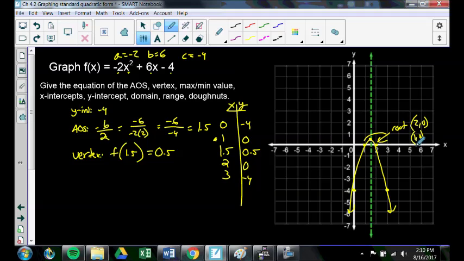This has a maximum value because it's pointing down. The maximum value is 0.5. That's the highest point this graph reaches, 0.5. Domain, all real numbers. Range from -infinity to 0.5.